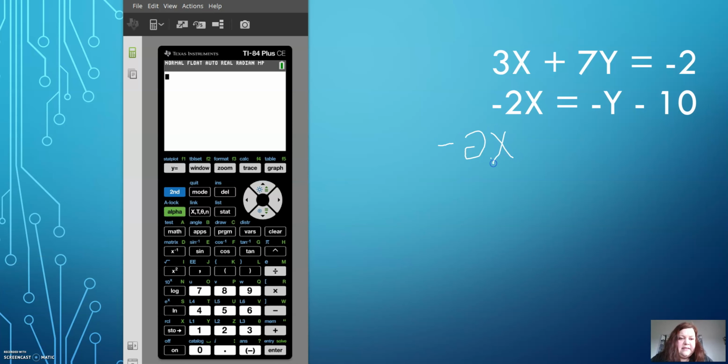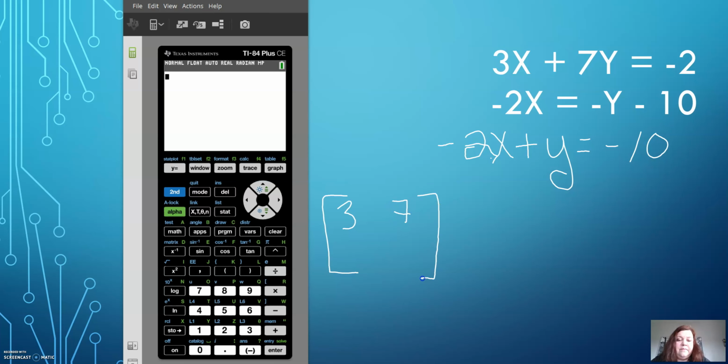Negative 2x plus y equals negative 10. Okay. So when we go to change this into matrices, we're going to have two matrices, one for the left-hand side and one for the right-hand side of our equations. Now in our first equation, the left-hand side is 3x plus 7y. So when I go to write my matrices, I'll have 3 and then a 7. And for the second one, it's going to be negative 2 and positive 1.